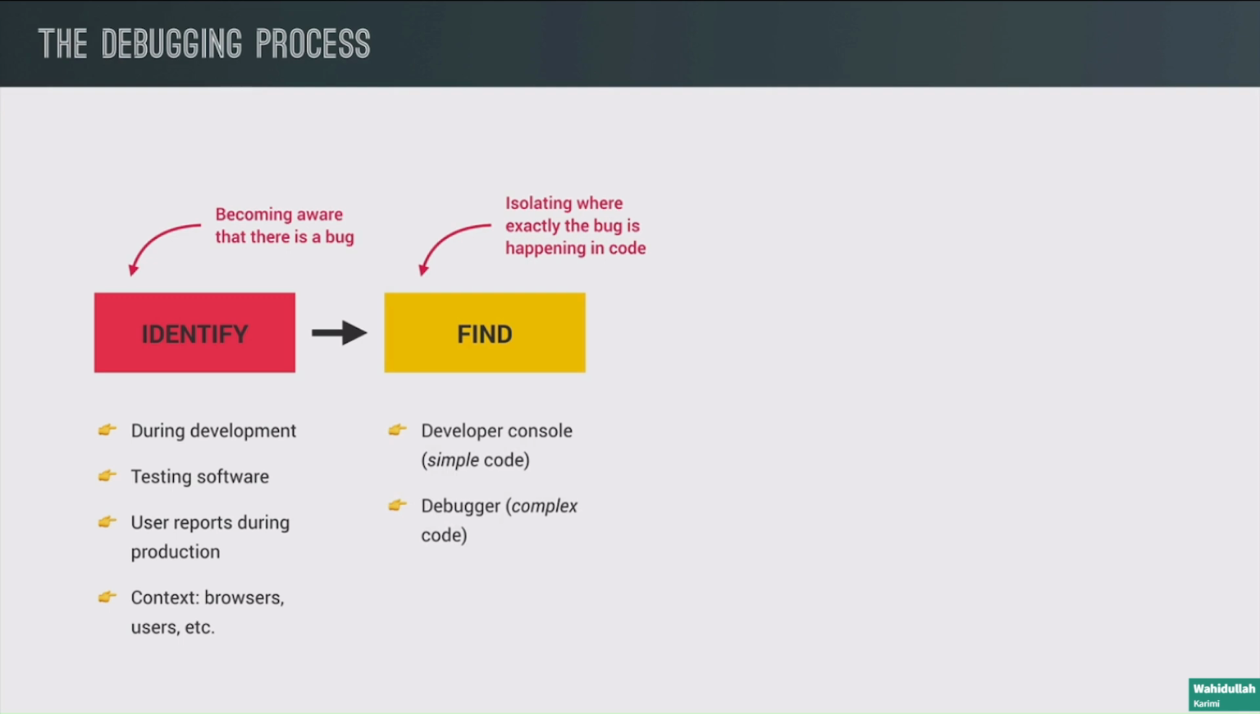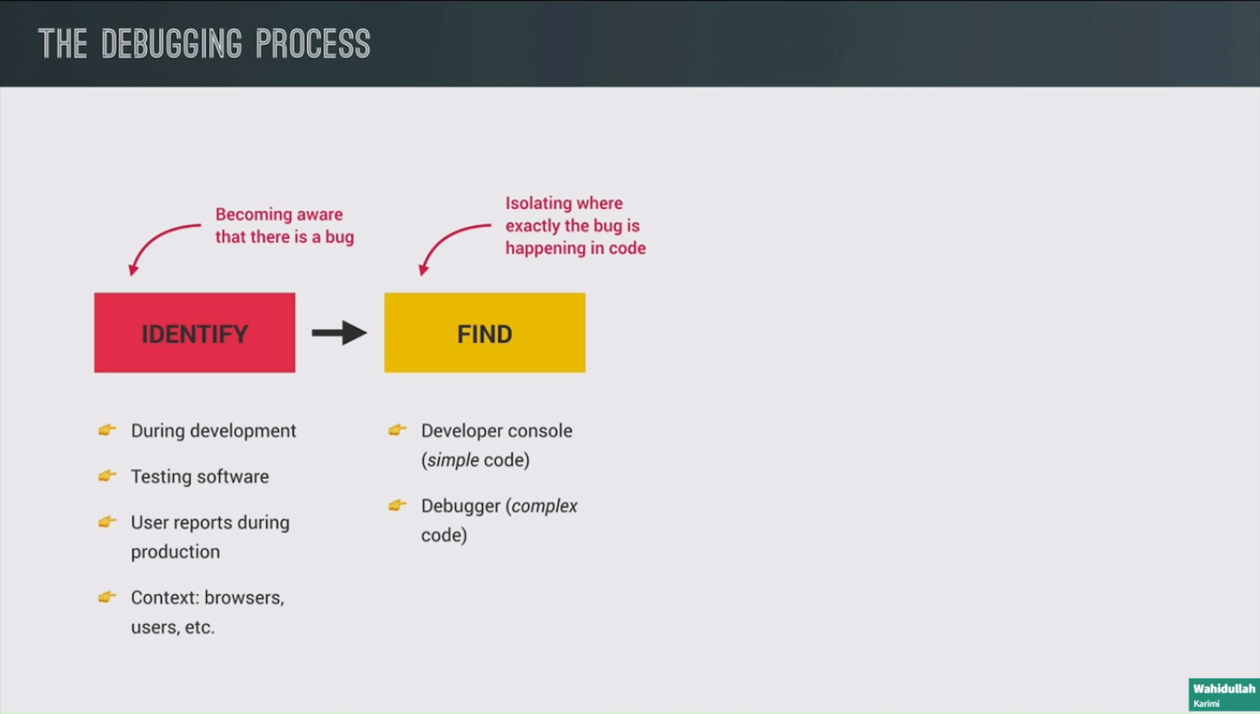However, that only works for small bugs in simple code where we have a good idea where the bug might be located. But if the code is more complex and we have no idea where the bug might be, then we need to use a debugger software. And I will show you how that works in the next video, because it's really important for the developer to be able to use a debugger.